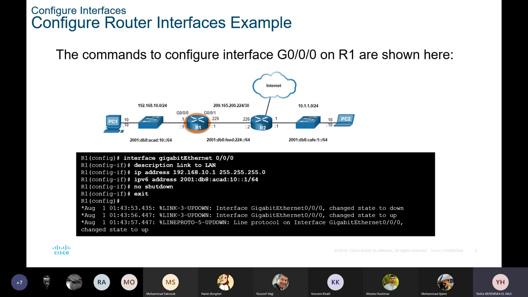We also work with IP version 6. Here the network address in IPv6 is 2001:DB8:ACAD:10::/64. Up to here, this is the network address. The other 64 bits will be given to each personal device or interface. In our case, after the four colons, as you see here, is 1.